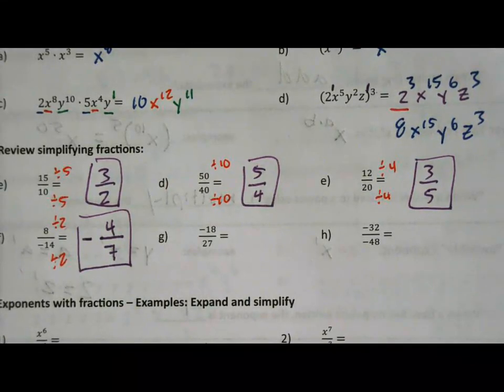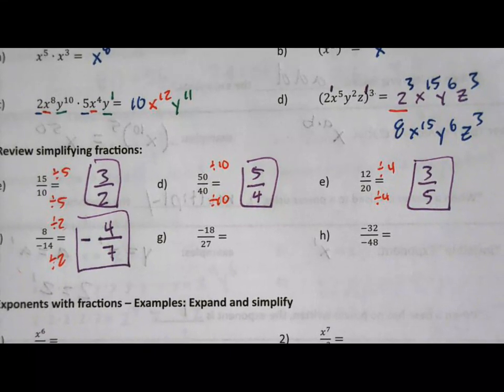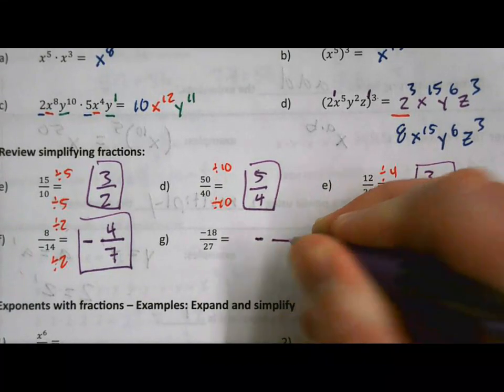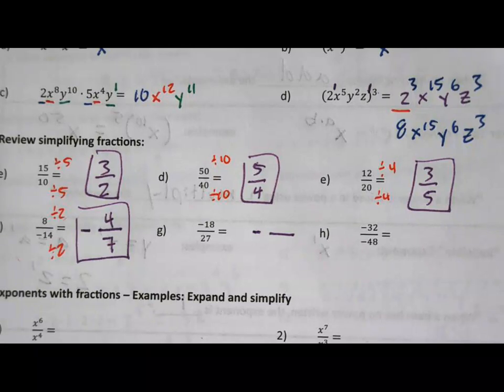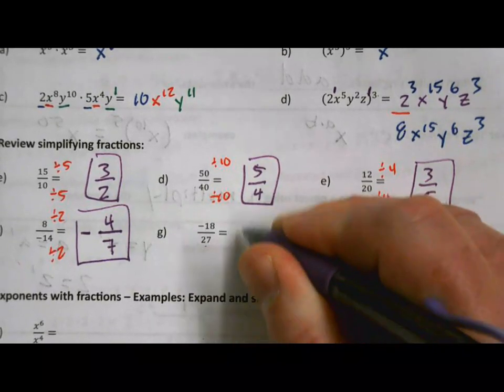What about part G? Is my final answer going to end up positive or negative in part G? It's a negative divided by a positive. If the signs don't match, it's going to be a negative answer. We can divide 18 and 27 both by 9. Divide by 9, we get 2. Divide by 9, we get 3.